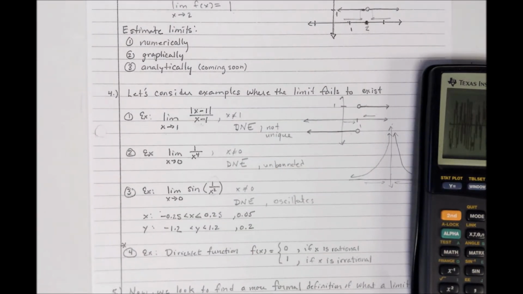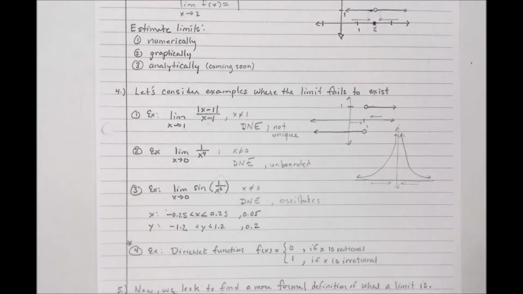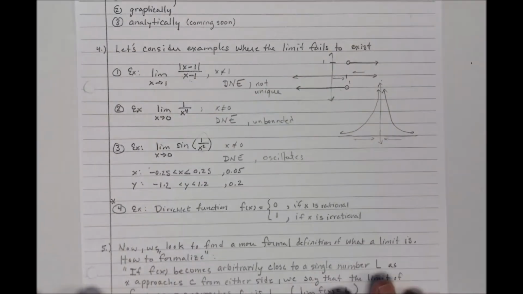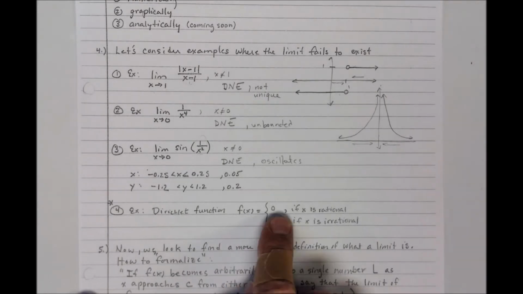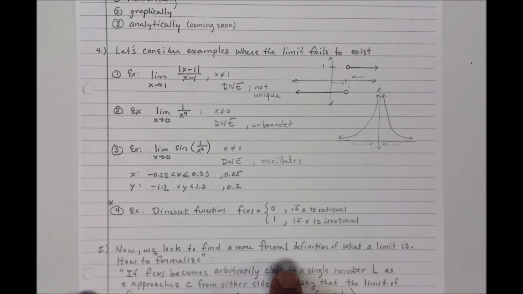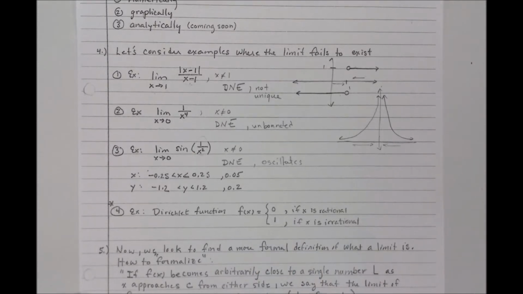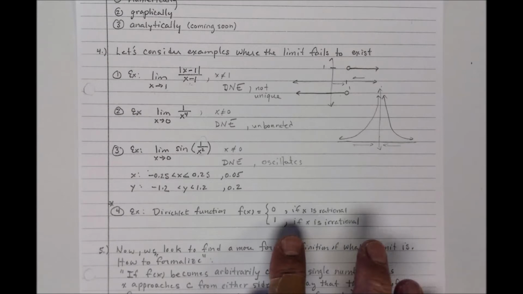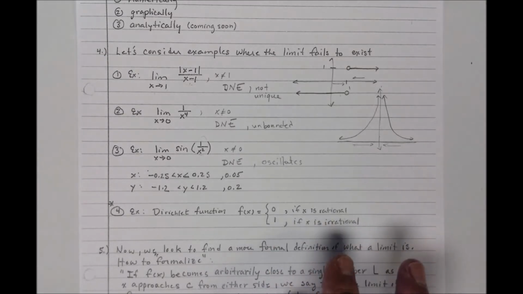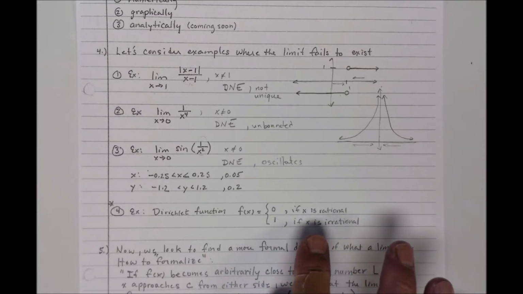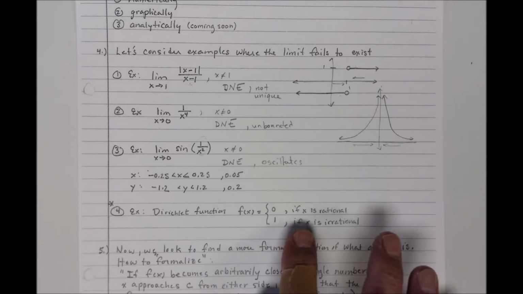Now I have one more function that doesn't have a limit, because the function is defined such that f of x is equal to 0 if x is a rational number, and f of x is equal to 1 if x is an irrational number. Now this particular function does not have a limit for any value, because between any two rational numbers there are an infinite number of irrational numbers, and between any two irrational numbers an infinite number of rational numbers. There's not a sequence of continually getting bigger or continually getting smaller.